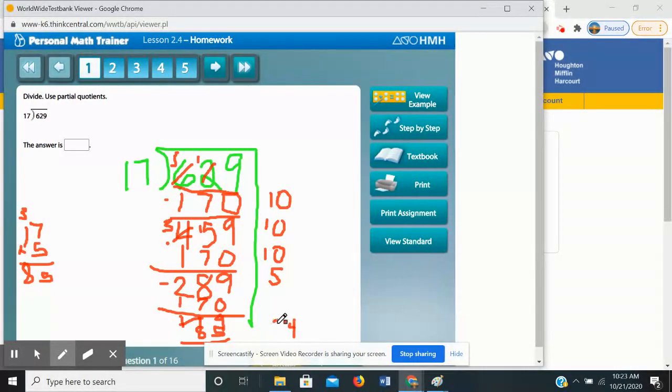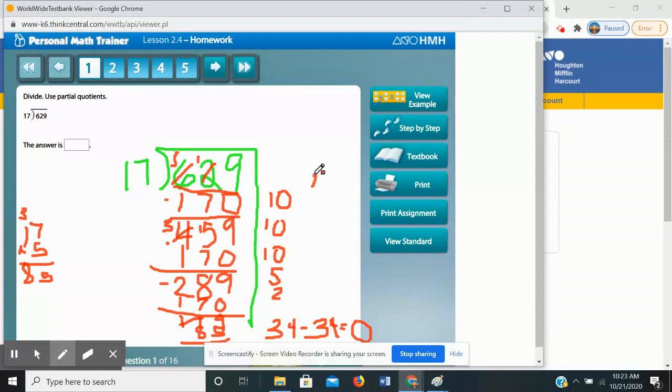11 minus 8 is now 34. And hopefully you know 17 times 2 is 34. So I'm going to put my last multiple over here, 17 times 2, and that brings me to 34. And again, I'm running out of room, so I won't have any remainder.